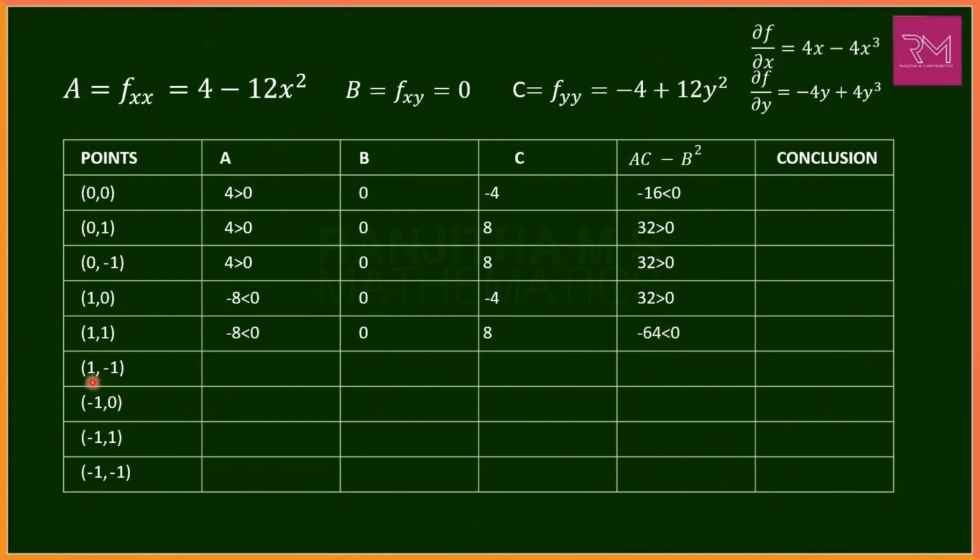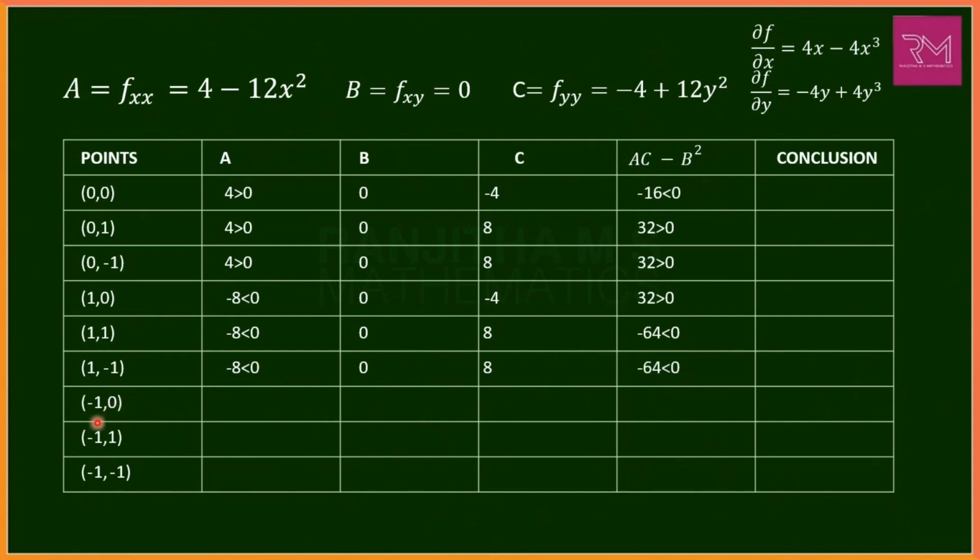Similarly, we put x value as 1 and y value as minus 1. We get the value of A as, here x is 1, hence 4 minus 12 is minus 8, which is less than 0. Here B is 0, C is 8, because we put y value as minus 1, minus 1 whole square, hence we get minus 4 plus 12 is plus 8. So AC minus B square is 8 into minus 8, which is minus 64, less than 0.